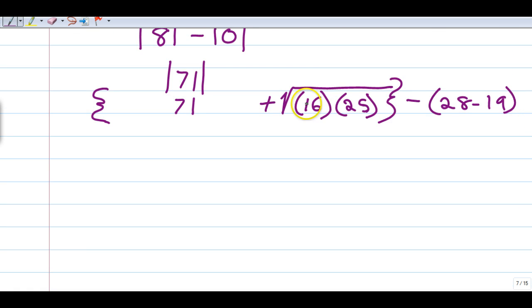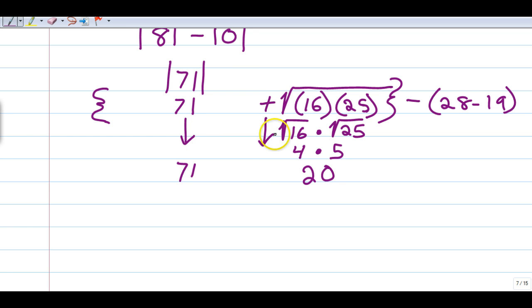Carrying on down, let's take care of the square root because we do have something underneath it that we can complete. Now you could take the 16 times the 25, and then in the next step take the square root of that number. But an easier way would be to break the 16 and 25 apart. If we took the square root of 16 times the square root of 25, we know that the square root of 16 is a 4, the square root of 25 is a 5. Now we have a 4 times a 5 to create a 20. Carrying down, we still have that 71.